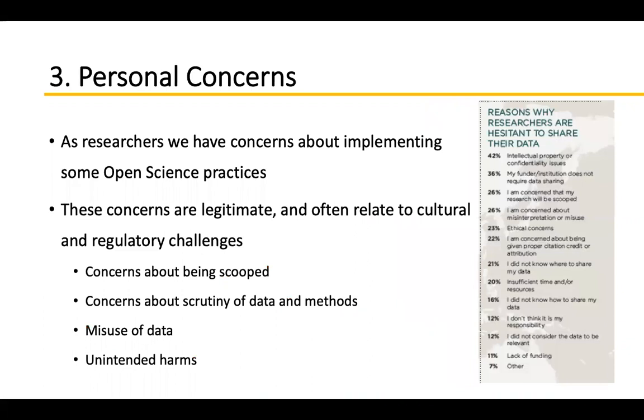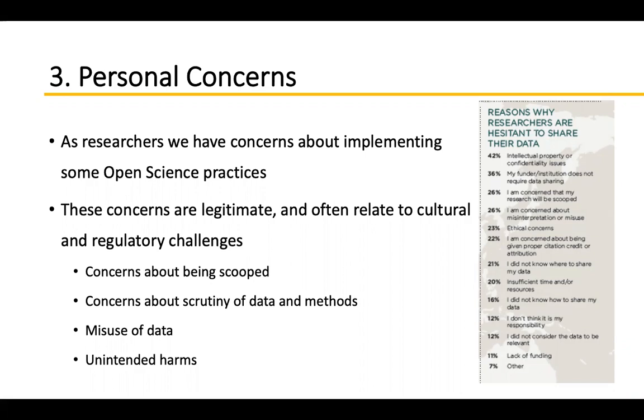The third area is, of course, personal concerns. And all researchers around the globe have concerns about implementing some open science practices. The table on the right is a summary of a survey that was done by Wiley in 2016, where they asked researchers in, I think it was 8 different countries, why they were hesitant to share their data. These were high-income countries like the US and the UK and so forth. And as you can see, many of the concerns that are listed are probably concerns that you listed on the Google Doc as well.